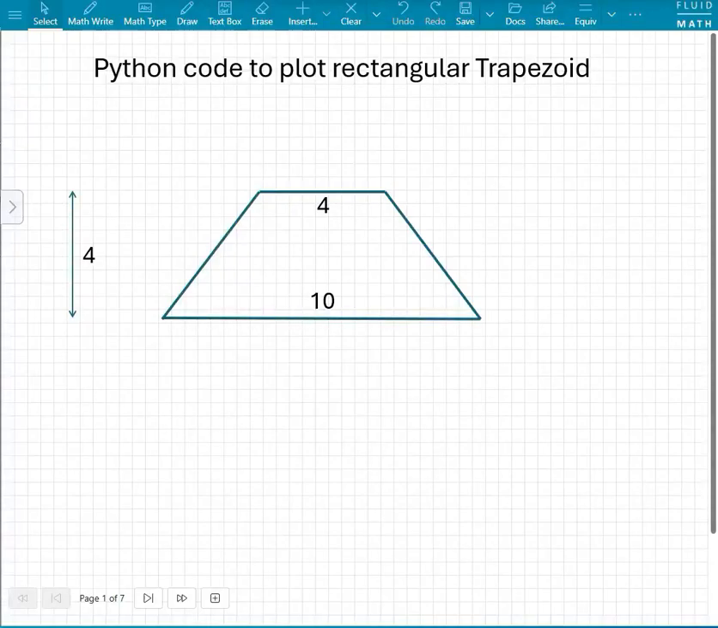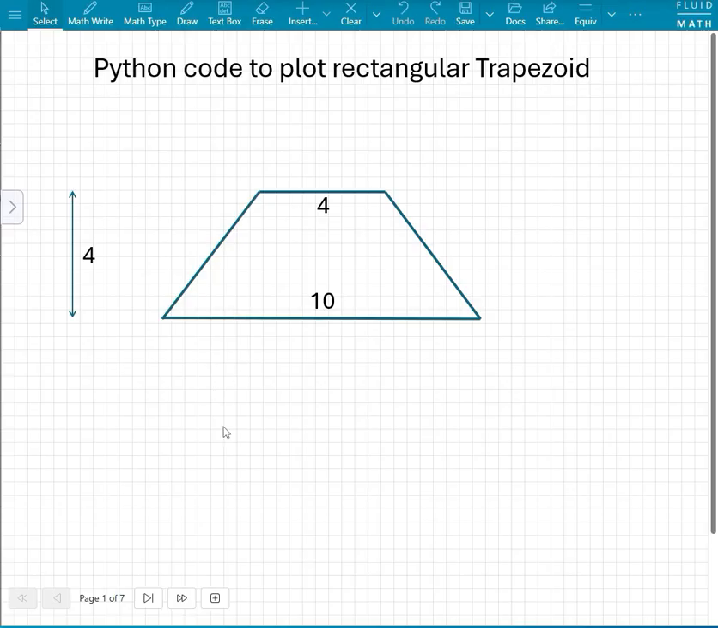Today we are going to do this exercise. Essentially, we are trying to create a Python code in Edublocks to plot an isosceles trapezoid. It has a bottom width of 10, a top width of 4, and a height of 4. So in order to create this trapezoid in Edublocks using Python, we have to know one approach.